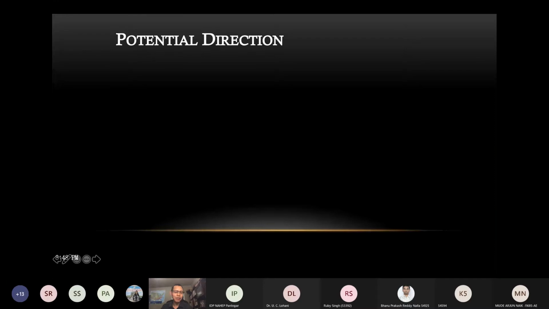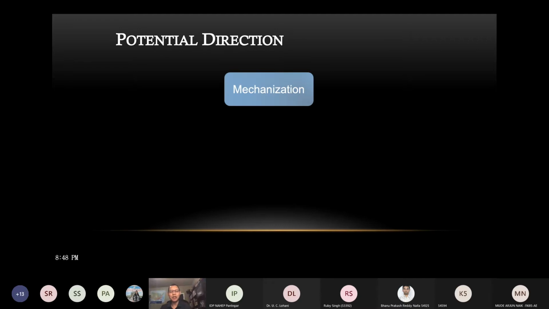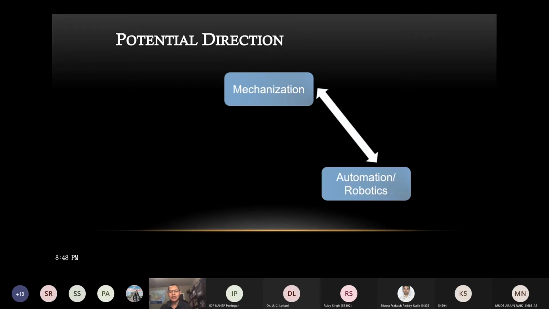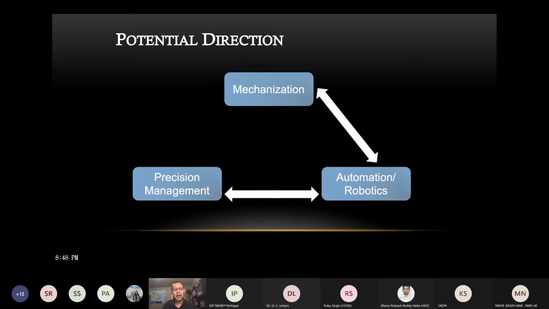So with that, I think we're closer to the end of the session. I'll take another couple of minutes talking about a few future directions I believe we're headed to. We have been talking about mechanization for more than 100 years. Recently, we added automation and robotics into the mix. And we have also been talking about precision farm management for a number of decades.